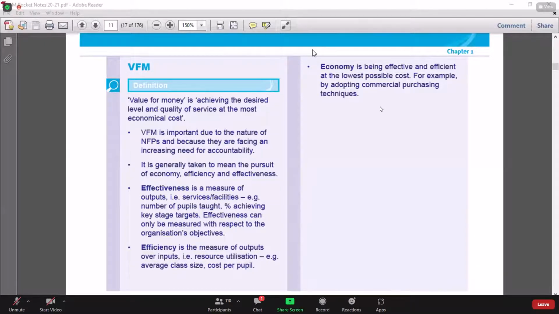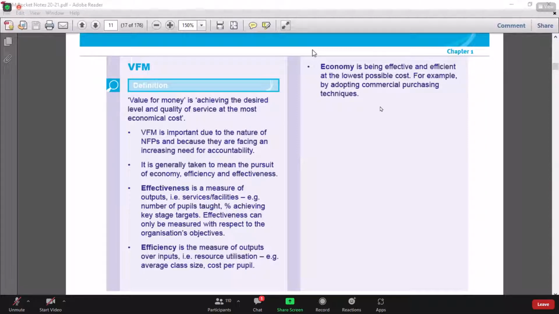Now, when it comes to efficiency, it is a measure of output over the inputs. For example, resources utilized, average class size, cost per pupil. Very important: it is a measure of outputs over the inputs. It means how much money you are spending and how much output you receive. In order to provide that particular service to the beneficiary, how much did the not-for-profit organization incur, and what is the outcome? Whether the outcome is a quality outcome.